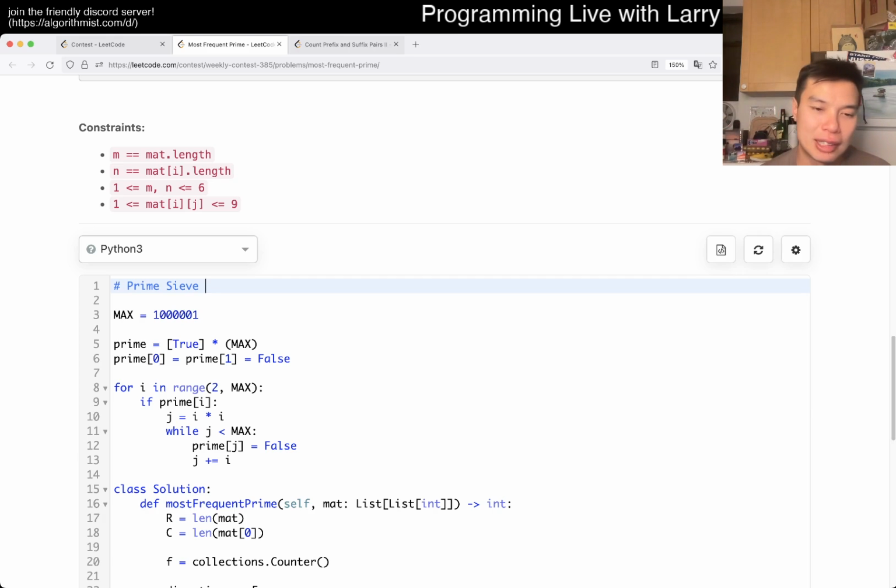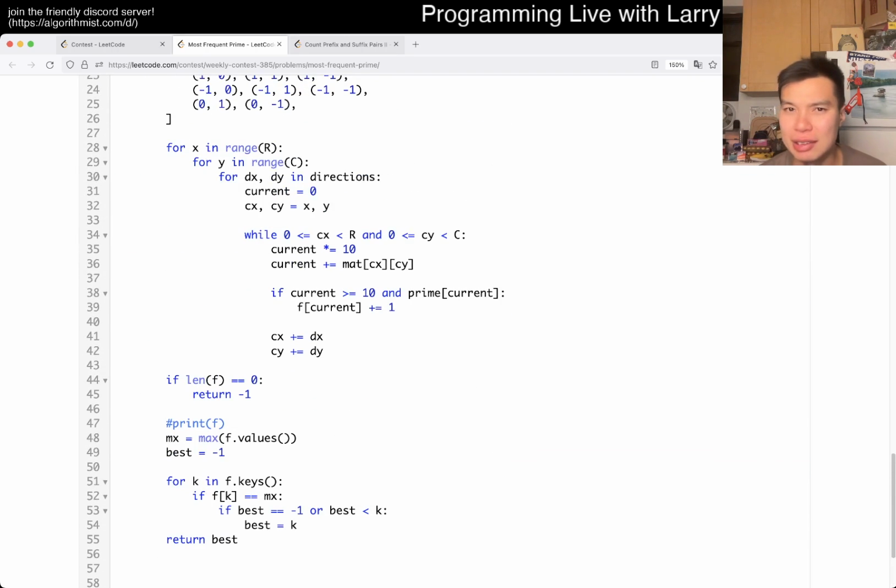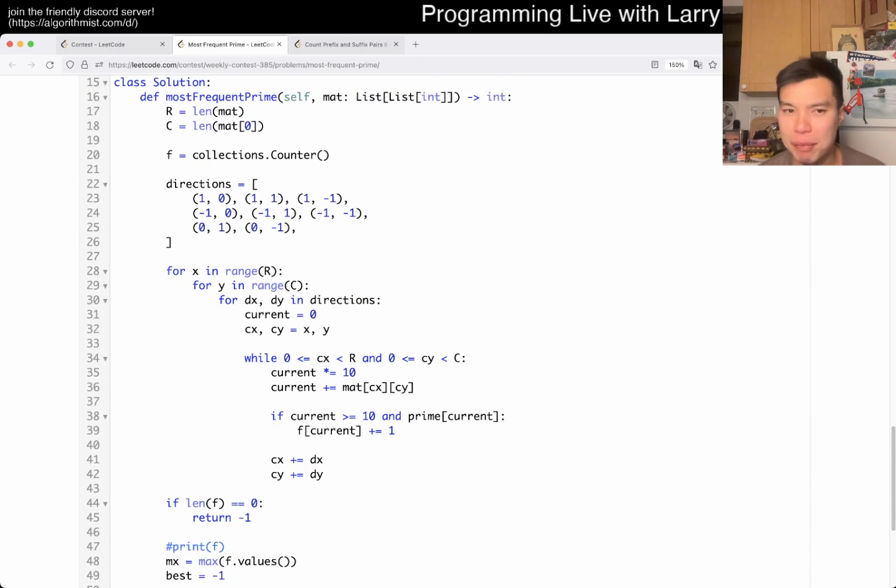So yeah, that's the prime sieve, and basically what it does is that it allows us to populate an array, which tells us whether prime sub j or prime sub i or whatever is a prime or not. And here everything else is honestly not that interesting. This is not that interesting of a problem per se.